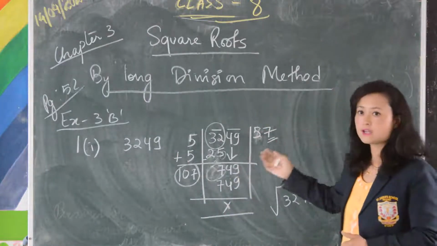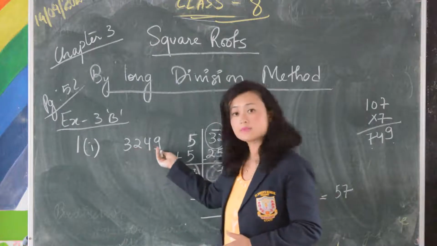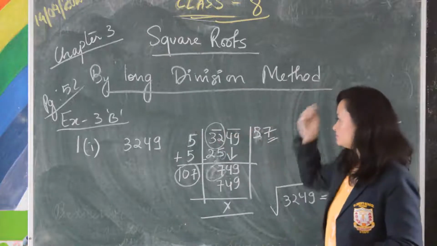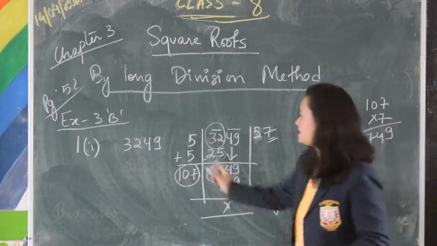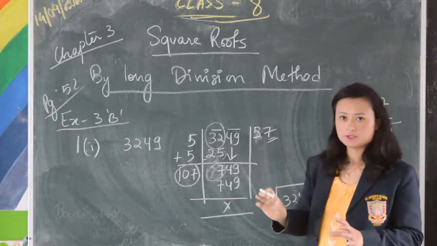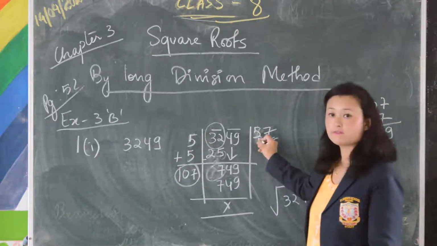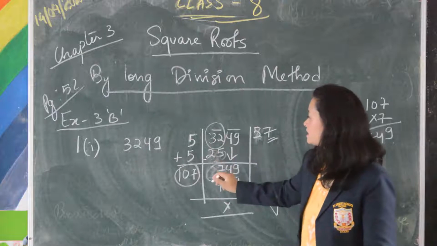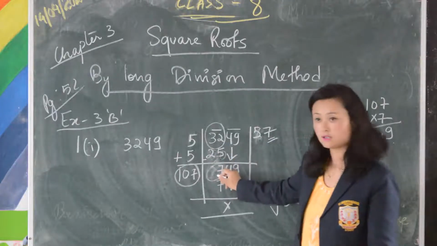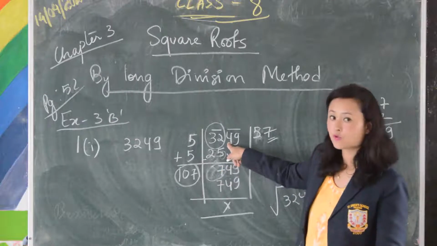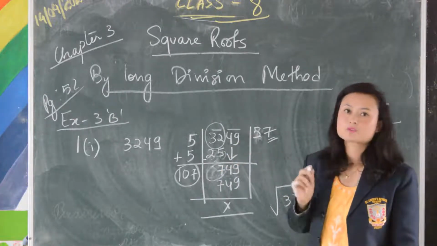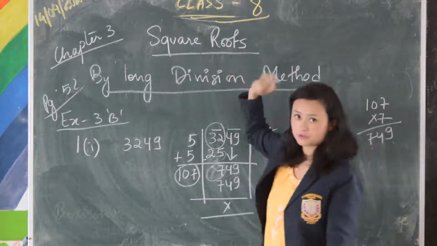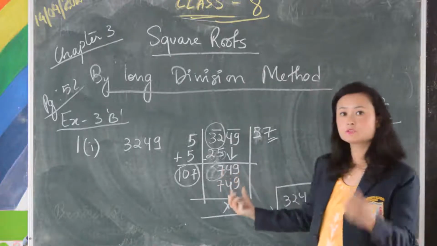So just see here once. First count the number of digits, as I told you, it should be even. So group them. After you group them, you take the first group and multiply with the same number. I've taken 5, 5 into 5, 25. When you subtract 32 and 25, you get 7. And the next number that remains is 4 and 9. As I told you, you cannot bring 4 alone, you have to bring 49 as a group because this is square root. So it has to be dealt with two numbers.